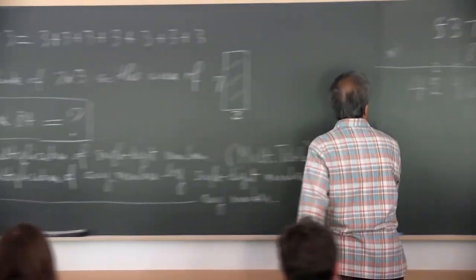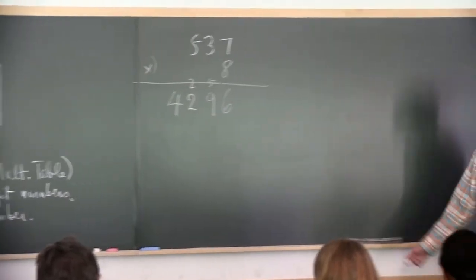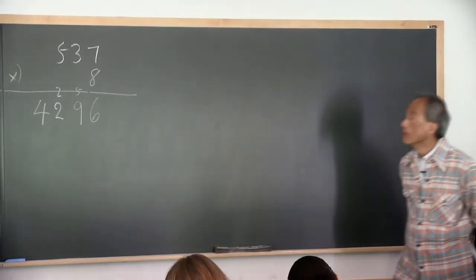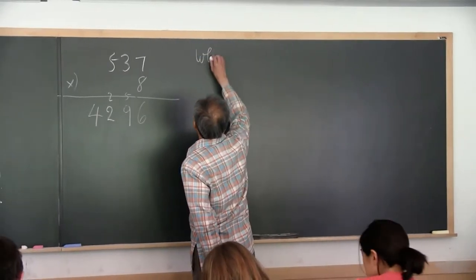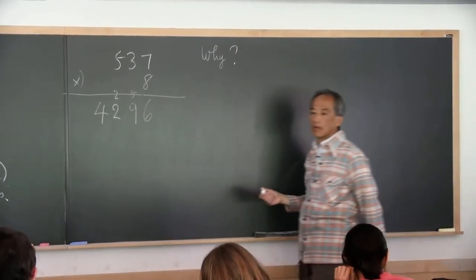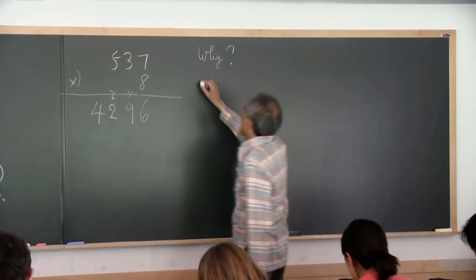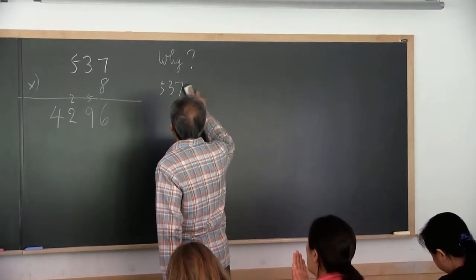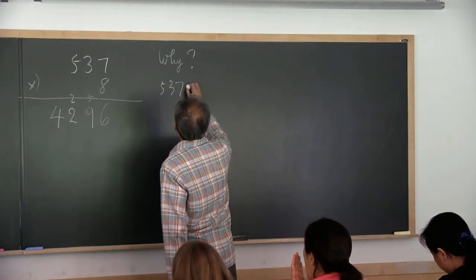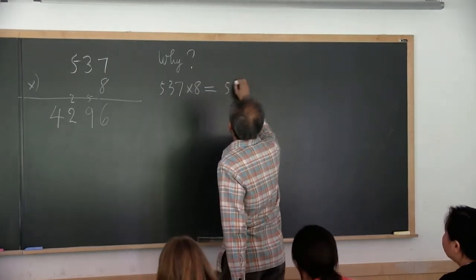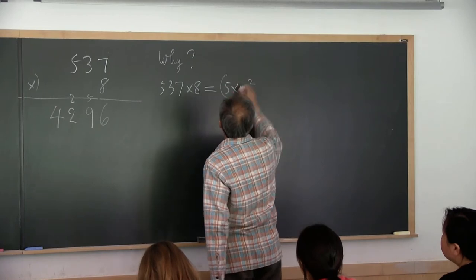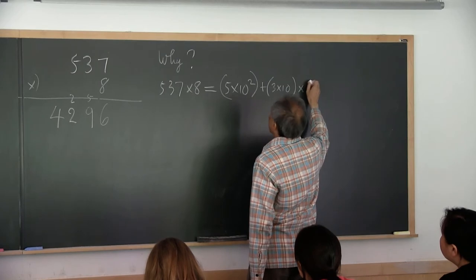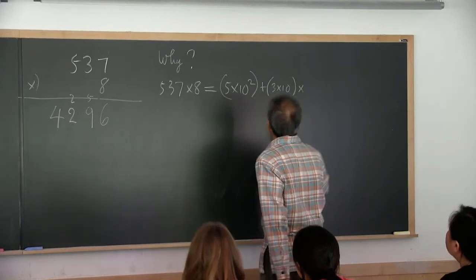All right, so you all know this. Now, of course, we have to explain it, right? Why is this? Let's see. 537 times 8, where 537 is equal to 5 times 10 squared plus 3 times 10 plus 7.